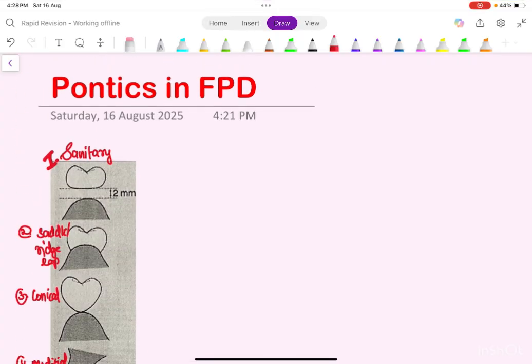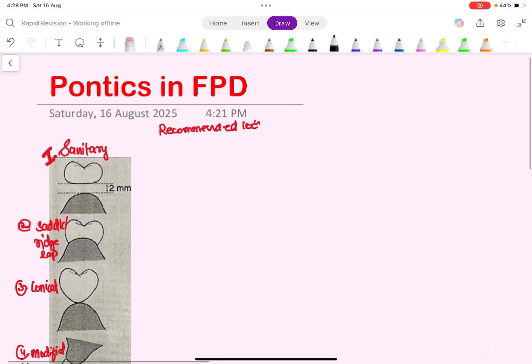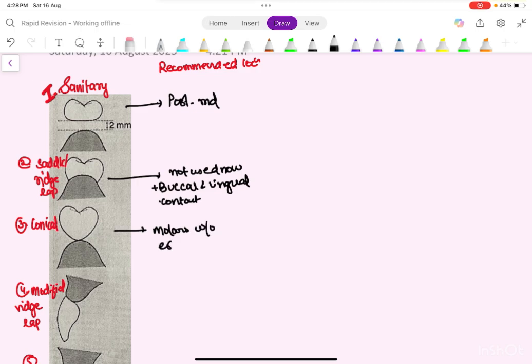So see, now you can see the appearance, right? So now we'll talk about the recommended location of each of them. Now sanitary Pontic has no mucosal contact, as you can see in the picture, and it is preferred in the posterior mandible. Now saddle is not used now because if you see, it has buccal and lingual contact, right? Conical is used in molars without aesthetic requirements.